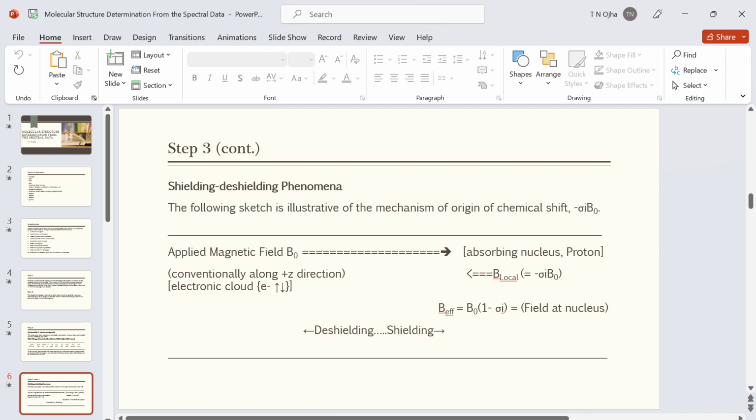Therefore, the field effective at the nucleus is given by B0 within brackets 1 minus sigma i. Here, the direction of shielding and de-shielding are also shown. Shielding increases from left to right. De-shielding increases from right to left.